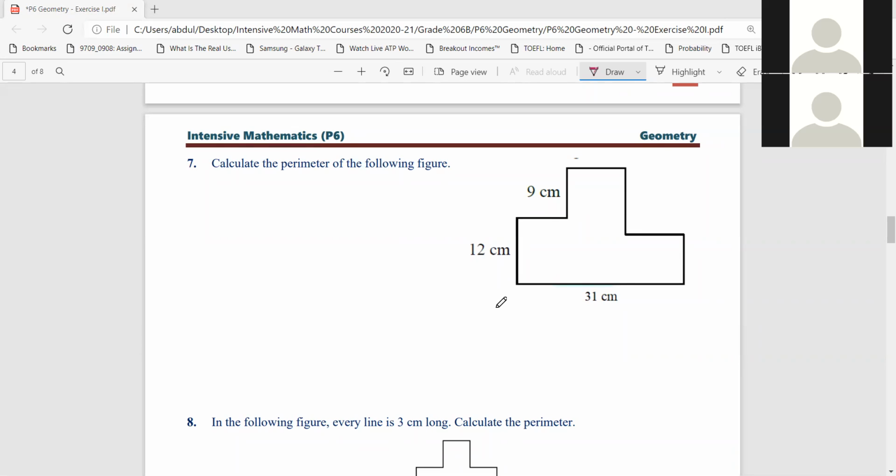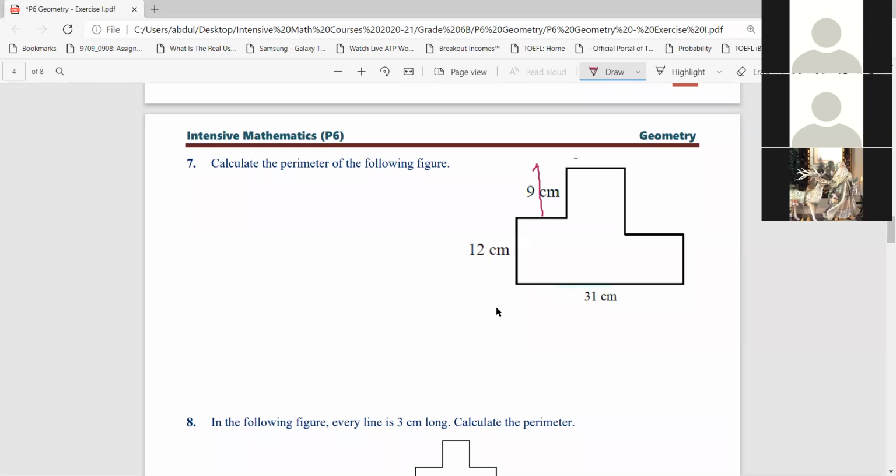Okay, time is up. Any others? So what is the teacher's answer? The answer is 104. So here again, we can move it to here, right?